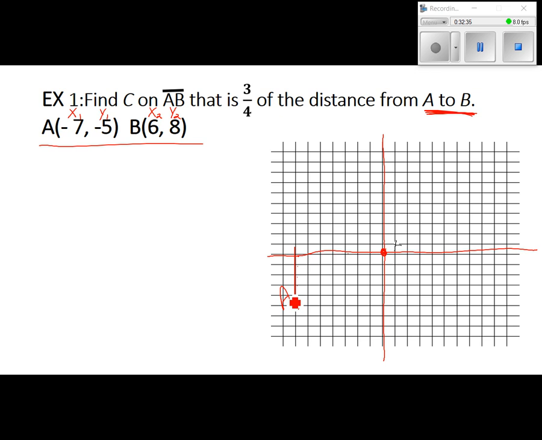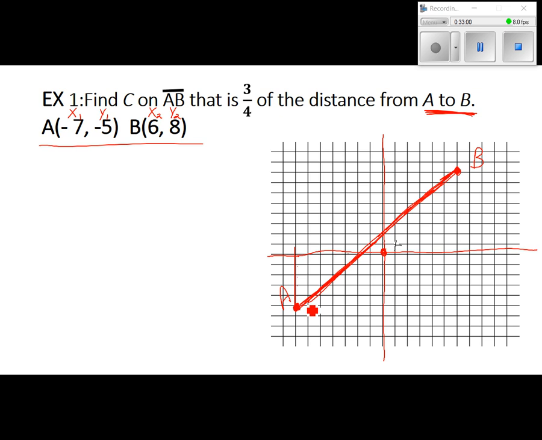3, 4, 1, 2, 3, 4, 5, 6. 1, 2, 3, 4, 5, 6, 7, 8. Sorry, I got to count out loud. I know that probably messes some of you up. That's point B. That's our segment that we're looking at. Everybody's got something like that?